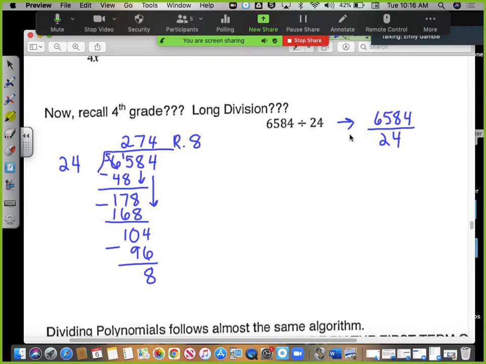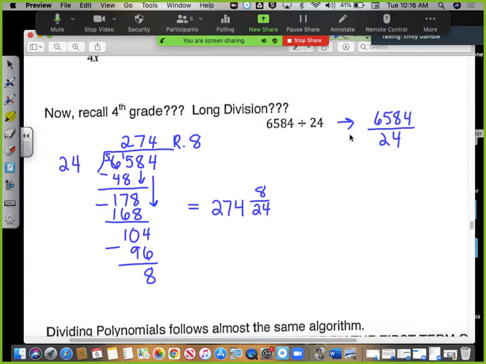What that remainder is, though, is actually part of a fraction. And the fraction that it is going to be equal to 274, and then it's going to be 8 over 24. The remainder is a number, but the number is actually the numerator of whatever the denominator is, whatever you're dividing by, which is 24. So that's how long division works. Obviously, it's way easier to just, in your calculator, do 6584 divided by 24, and you get 274.3 repeating, which is the same thing as 274 and 8/24.